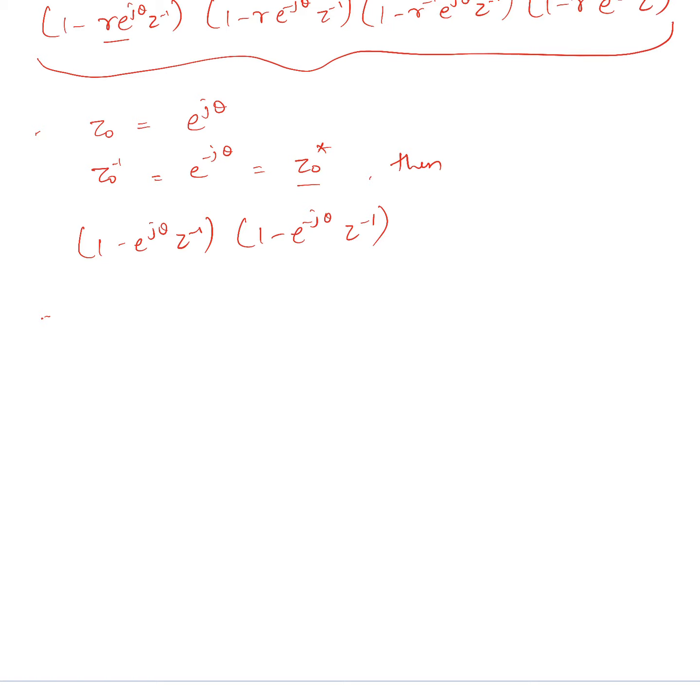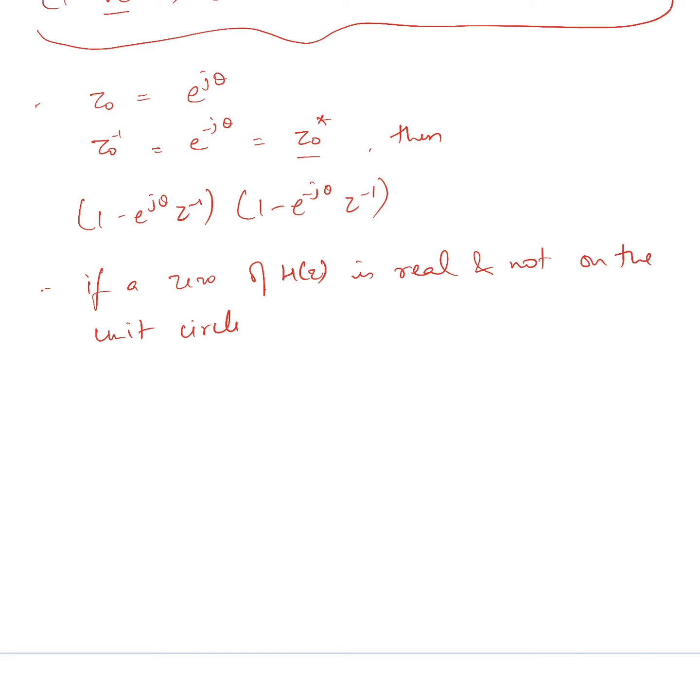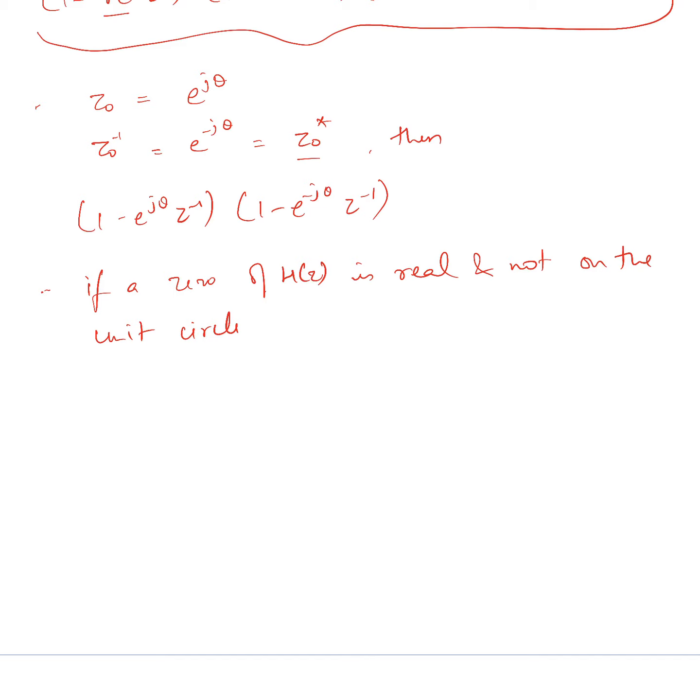Here we took the complex conjugate of z naught, but suppose your z naught is real, meaning to say a zero of h of z is real, but not on the unit circle. So based on this information and from our previous discussion, we know that the reciprocal would be a part of the zero of h of z. And in that case, your h of z will have factors of the form 1 plus minus r z inverse, because you don't have the e raised to the power j theta factor, and its inverse, 1 plus minus r inverse z inverse. So again, it would be of this form.